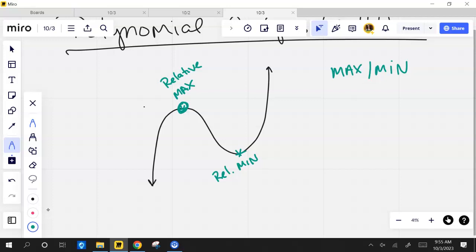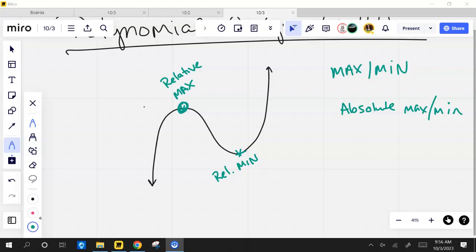Let's see if you really understand part of yesterday. When would it not be relative? I can have what we call an absolute max or min, which means there's no higher and no lower point on the graph. What kind of graphs would have an absolute max or min? A quadratic would. What else? For quadratic, what other kind of polynomial? Be more general for me. What you got?